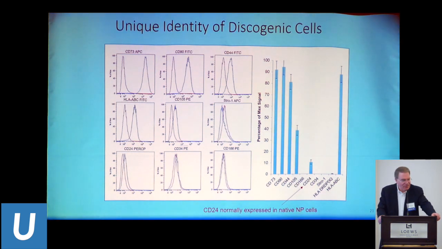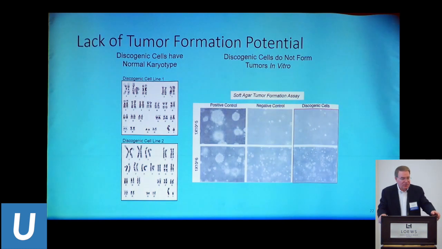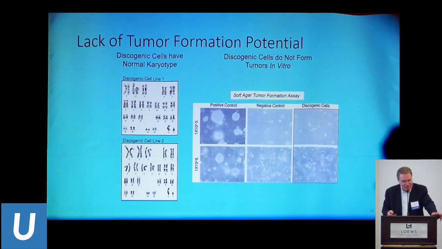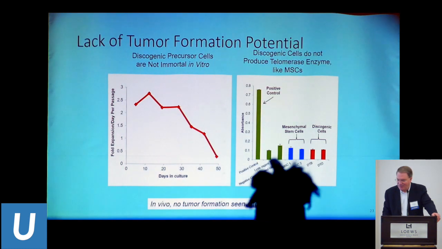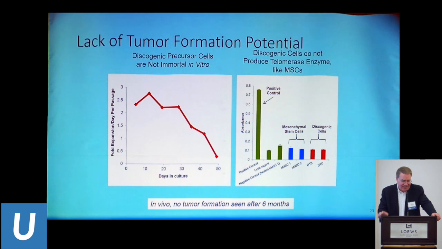If you look at their cell surface markers, they're different from native nucleus pulposus cells. For example, CD24 is highly expressed in native NP cells, hardly expressed at all in these discogenic cells. These cells have stable karyotypes after they go through our culture process. And at least in vitro, they don't form tumors. Very important. You don't want a cell population that could do that. They're not immortal. Cancer cells are immortal, and these don't produce telomerase enzymes. It's a good thing. It also leads to them not being immortal.